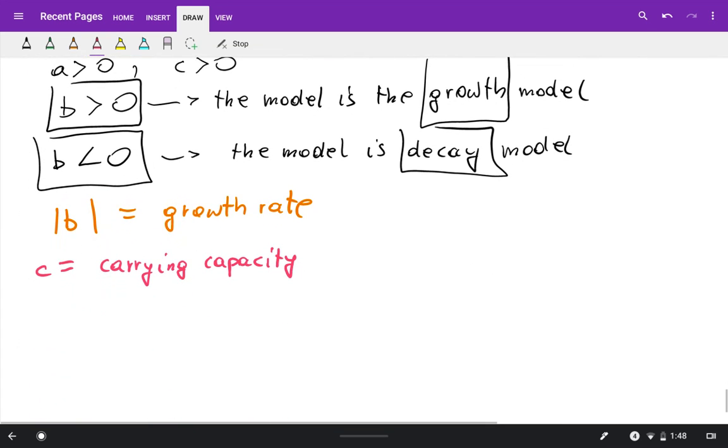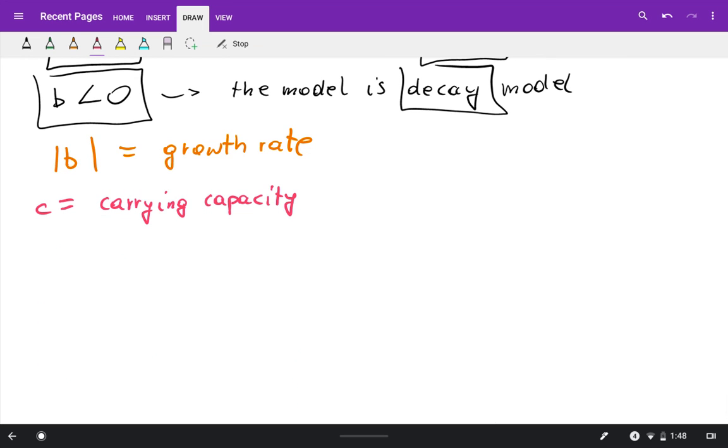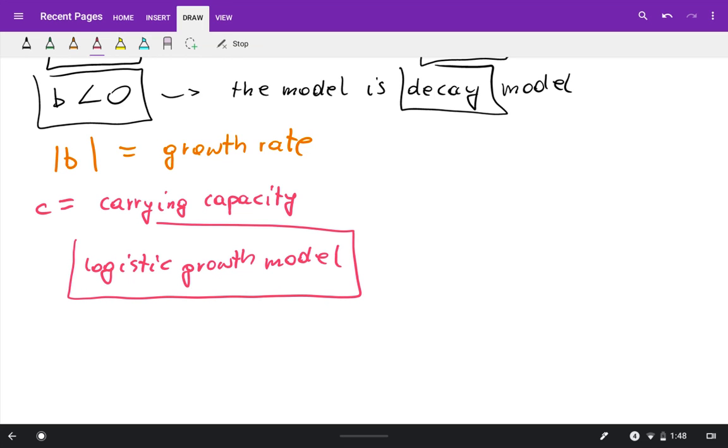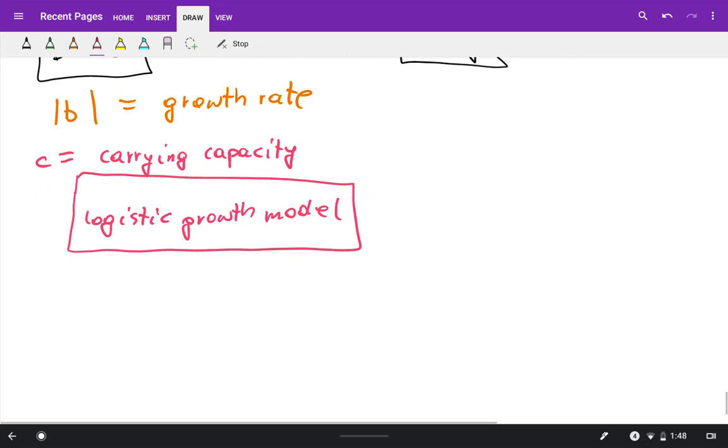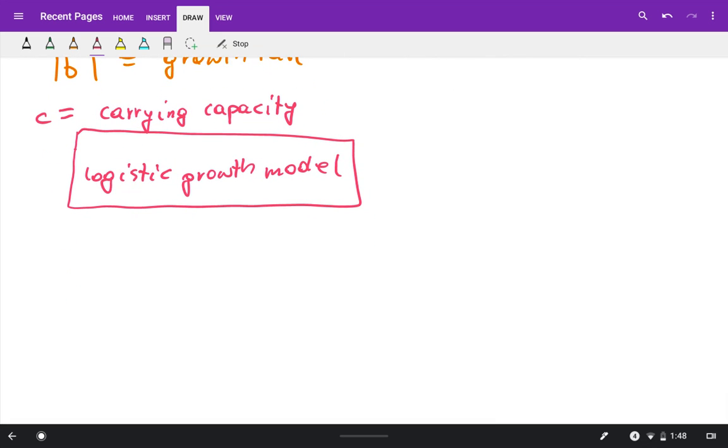Let me graph both of them. So let's talk about the logistic growth model. It doesn't matter if you have a graph of decay, we're still using the same formula. The only difference will be that one will have a positive coefficient in front of t, the other will have a negative coefficient in front of t. So the logistic growth model, an increasing function, looks like this.